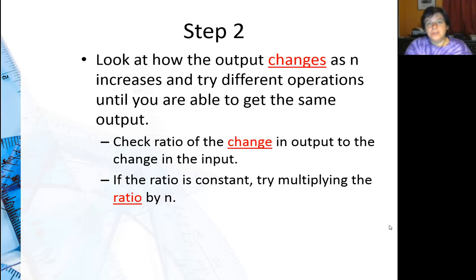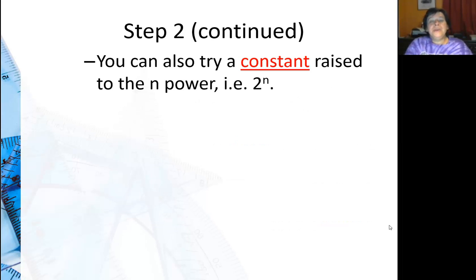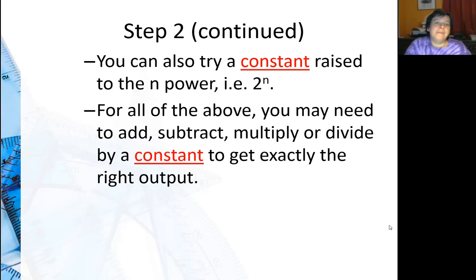If it's constant, just take that ratio and multiply it by n. If it doesn't work, then you want to try a power of n, like n squared or n cubed. You can also try a constant raised to the n power, like 2 to the n. So 2 to the 1 is 2, 2 to the 2 is 4, 2 to the 3 is 8, 2 to the 4 is 16. Is it behaving like it's being multiplied by 2 every time? Then that would be a constant raised to n.